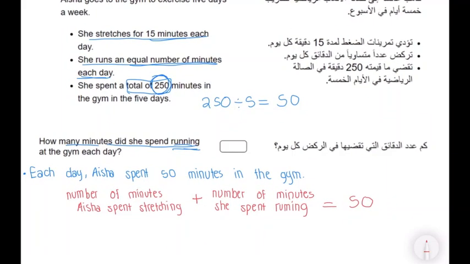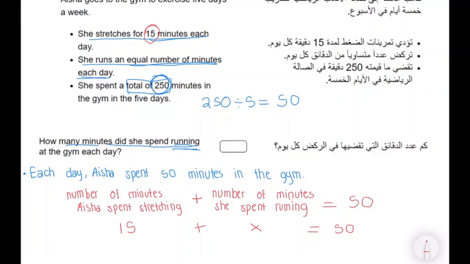So the number of minutes Asha spent stretching, they gave us in the given. She stretches for 15 minutes each day, so we would write here 15, plus the number of minutes she spent running. Now that's the unknown, so we would use x, equals the number of minutes that she spent in the gym each day, which is 50.